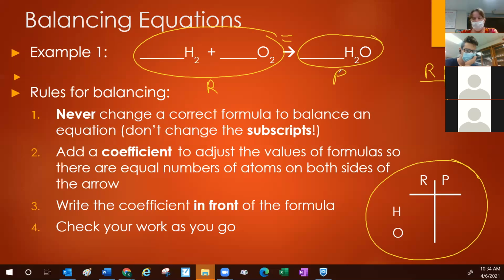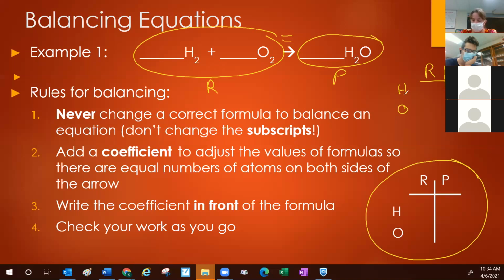Down the side, we just list the elements that are in our reaction. So you look for your element symbols and you write them. We only have hydrogen and oxygen, and those should appear on both sides. So we have hydrogen and we have oxygen. And now it's just a matter of counting. You're going to balance one element at a time. So we're going to start with hydrogen and work until it's balanced, and then we're going to move to our next atom.